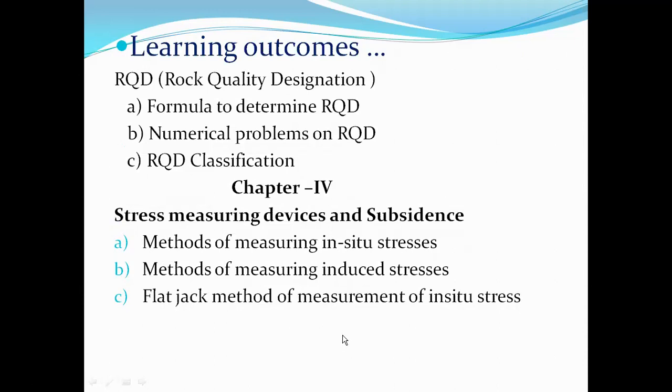But due to mining activity, the stresses which are in equilibrium get disturbed. As a result, due to redistribution of the stresses, there will be a lateral movement of the strata. Those stresses are called induced stresses. Induced stresses are nothing but the stresses that got induced into the rock mass due to a mining activity. What are the methods that we'll be using? We'll discuss that. Next, we'll discuss the flatjack method of in situ stress measuring.